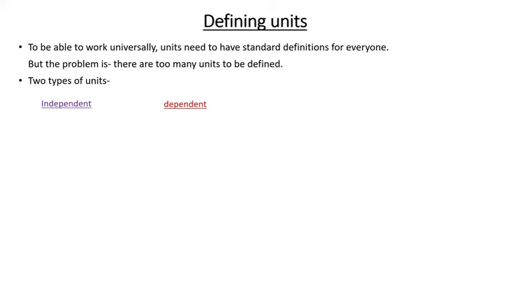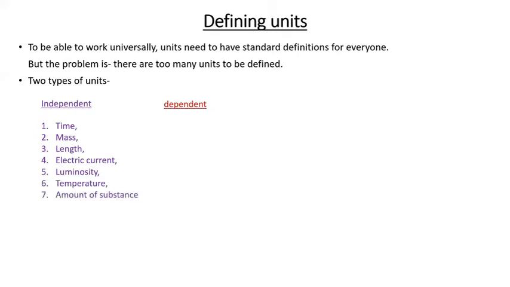Now, independent units, like the name suggests, do not depend on any other quantity, but dependent units depend on other quantities, other factors, other parameters, etc. Let's take an example of independent unit. One independent unit is time. It is not dependent on any other factor or parameter. It is constant. Another one is mass, then length, then electric current, then luminosity, temperature, and amount of substance. These 7 quantities are not dependent on any other.